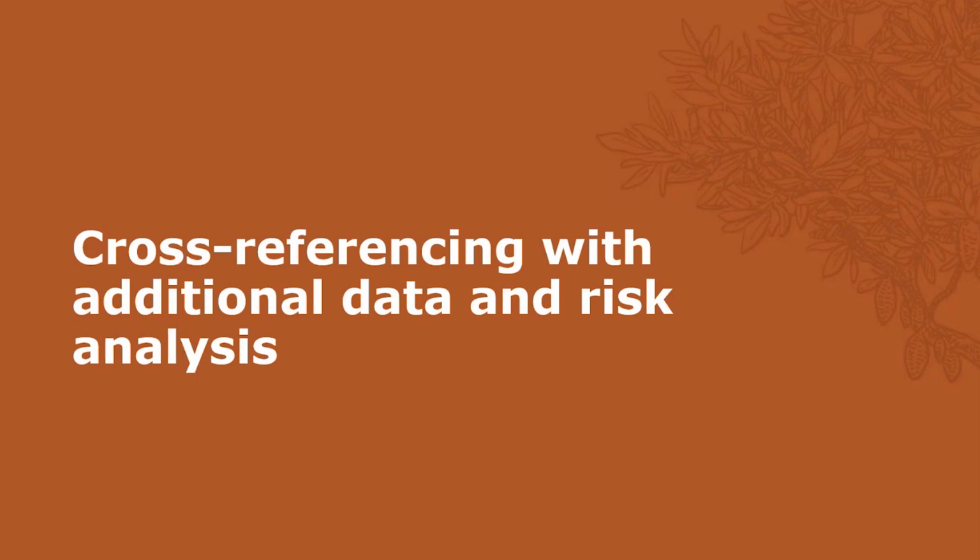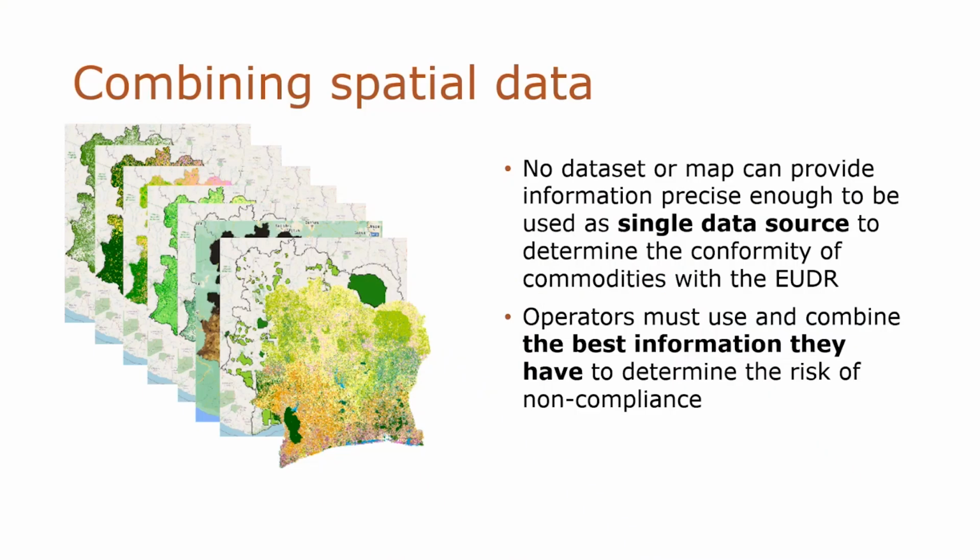So what else do we need to do? We need some additional parts, because until now we have just been using data within the national data, but this is not enough. And this is a clear message that we want to pass to you. There is no single data set, no single map, to determine the conformity of the commodities with the EUDR. It doesn't exist. Until now, all maps that any country had were not designed or developed to comply with the EUDR. So operators must be mindful, and the idea is to combine all the information that exists. We will see in the next slide some examples.